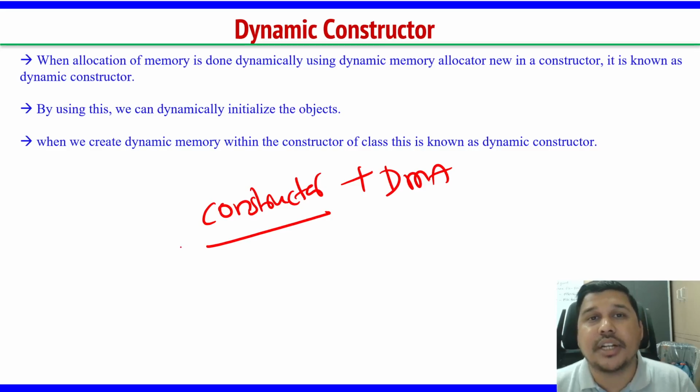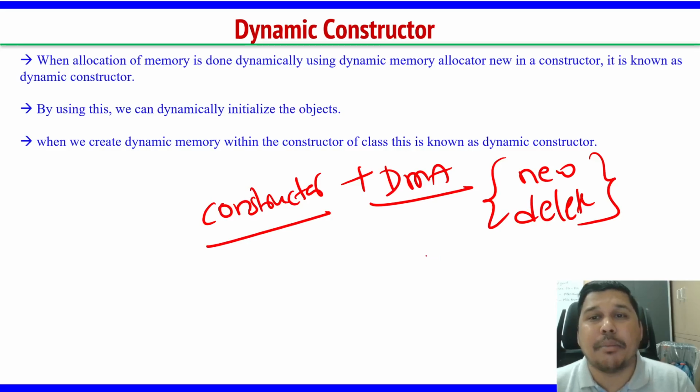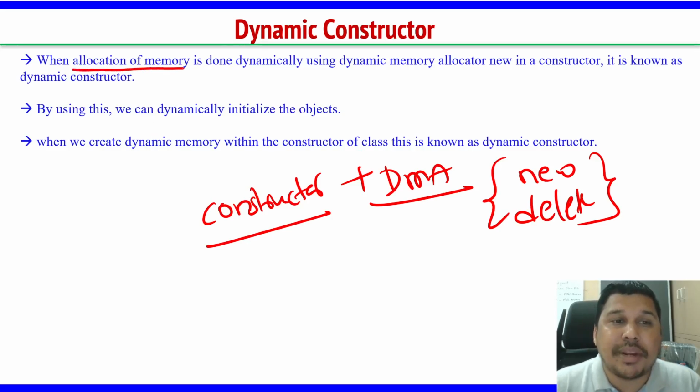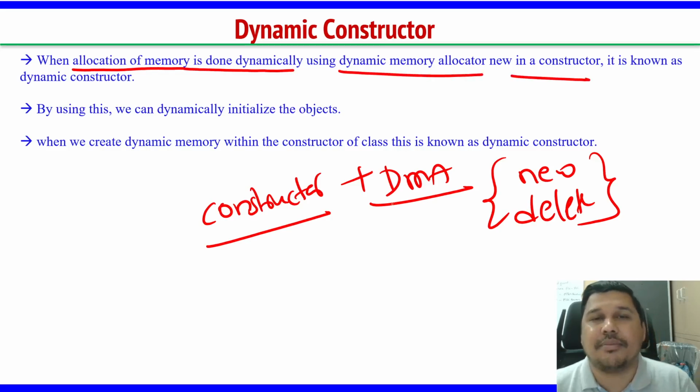And why do we use a constructor? We use a constructor to assign values to the private data members. We know this. DMA, what is DMA? Dynamically allocating memory to variables, if you are using DMA techniques, new and delete. This is used for dynamically allocating memory. Okay, that is DMA. Now, what is this dynamic constructor? When allocation of memory is done dynamically using DMA in a constructor.